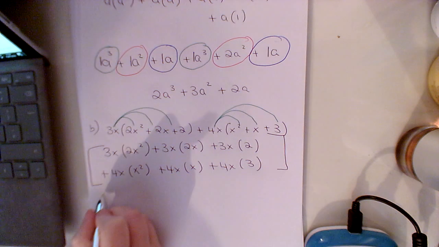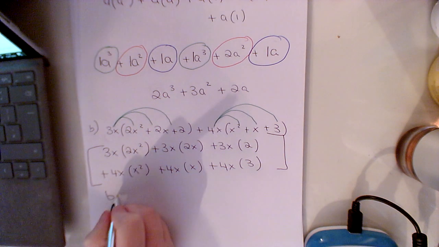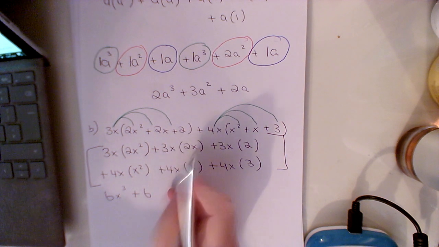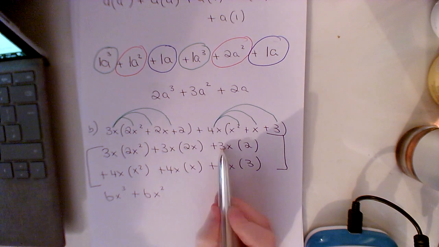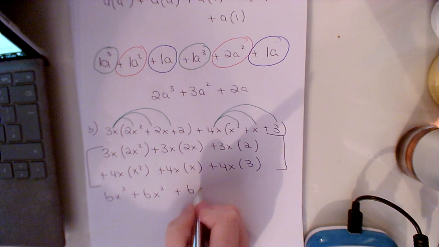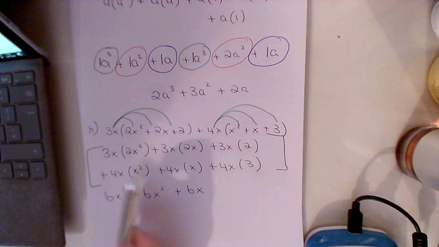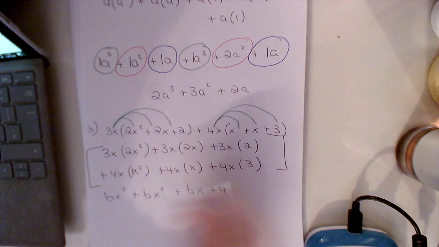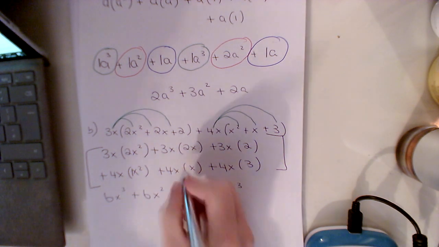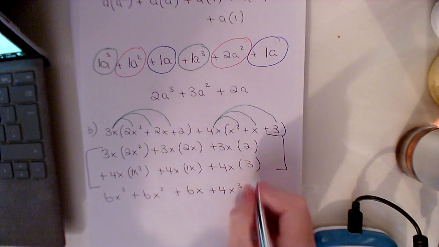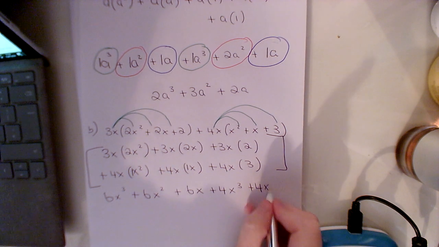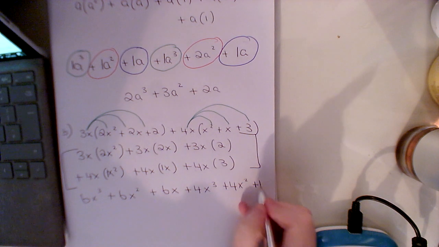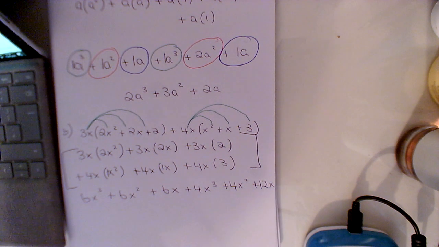So 3 times 2 will give me 6. X by x squared will give me x cubed. 3 times 2 will give me 6. X by x, x squared. 3 times 2 will give me plus 6, and I have an x. Then I have 4, the imaginary 1 here, so 4 times 1 is plus 4, x by x squared, x cubed. Imaginary 1 here again, so 4 by 1 is plus 4, x by x, x squared. And then the last one I have 4x times 3, 4 times 3 is 12, and I have my x. And that's that sorted there.